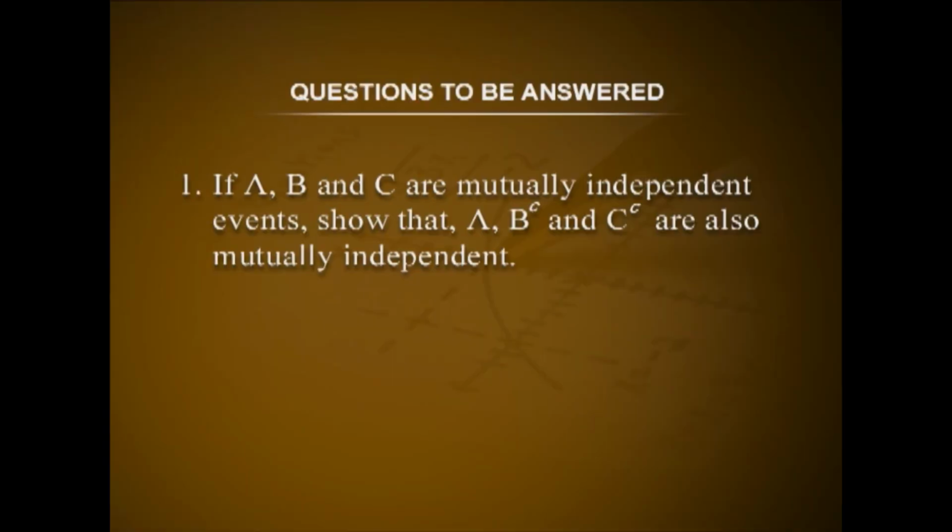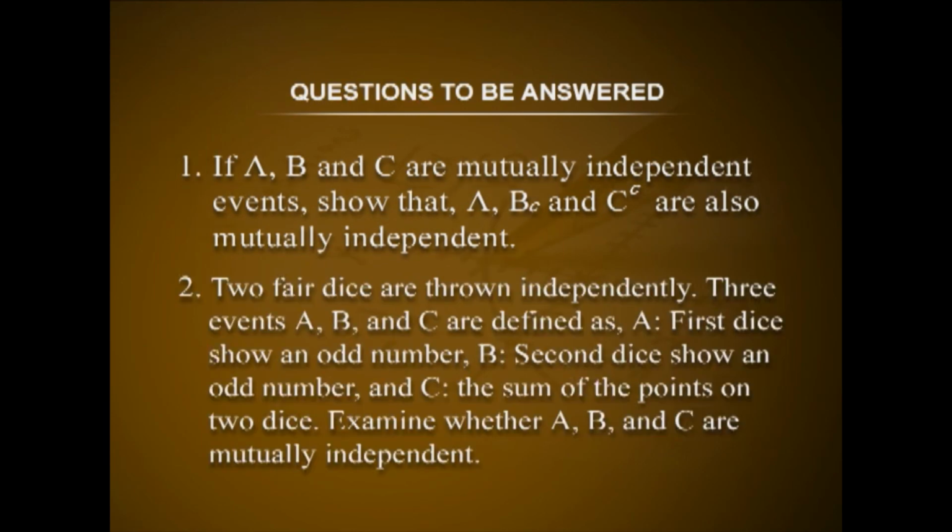In this session, we have discussed mutual independence of events and Bayes' theorem. Before going to the next session, please try to answer the following questions. If A, B and C are mutually independent events, show that A, B complement and C complement are also mutually independent. Two fair dice are thrown independently.